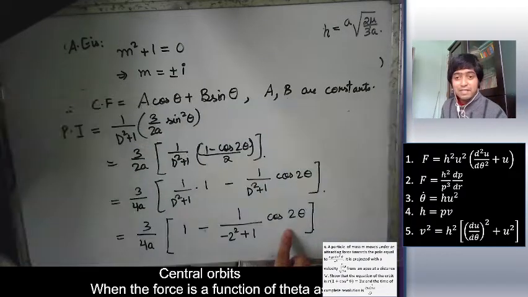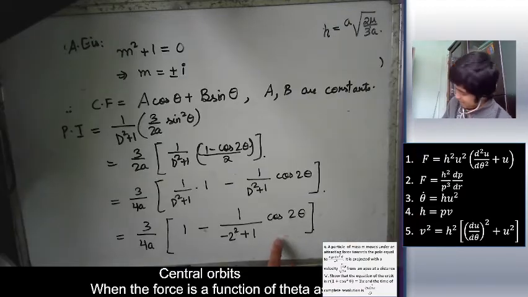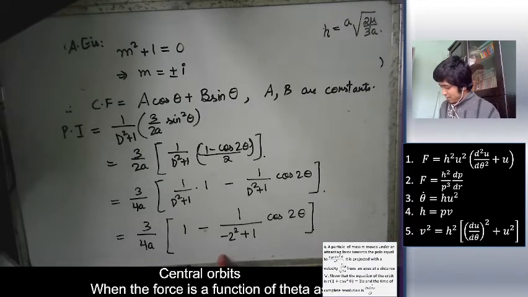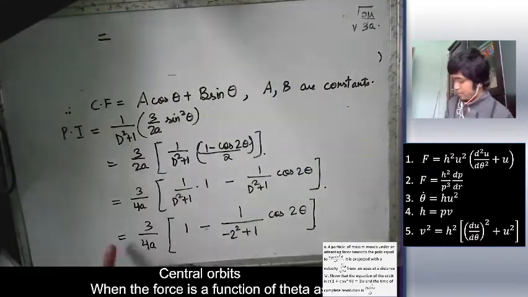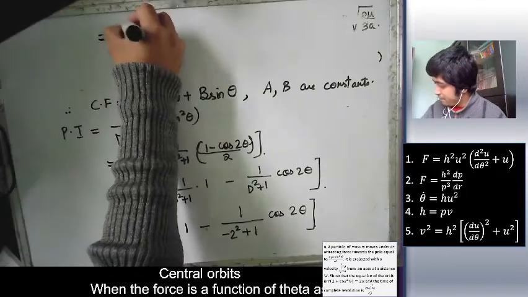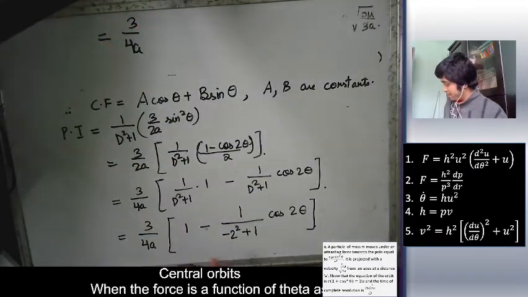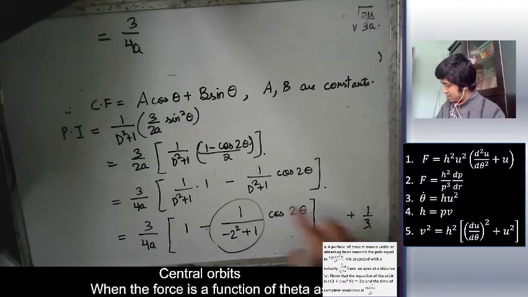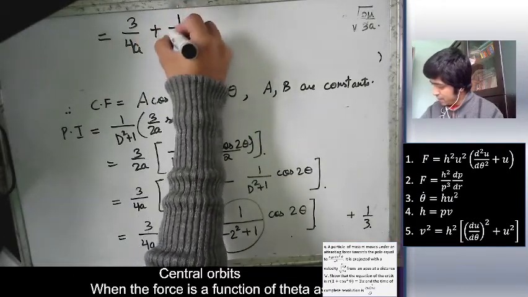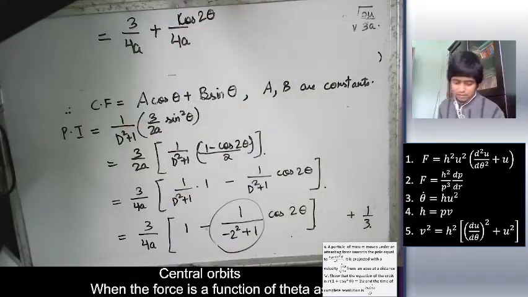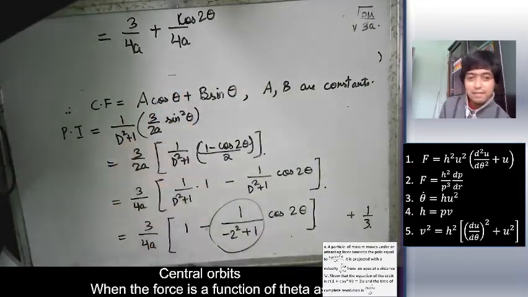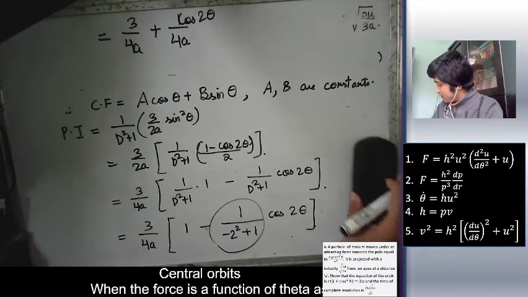So this is what we are having. Let me just check. I've actually written down everything. So the particular integral will be 3 by 4a into 1, which is 3 by 4a, and over here we will be having minus 1 by 3. This one becomes plus 1 by 3. So that is why it becomes 1 by 4a cos 2 theta. So it becomes like this. So therefore, I'll write it here.